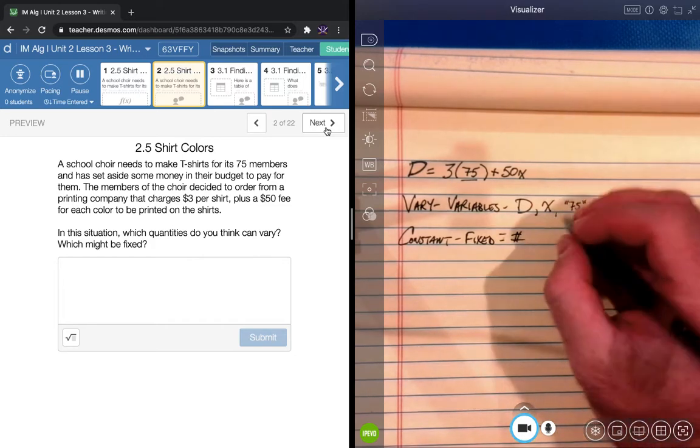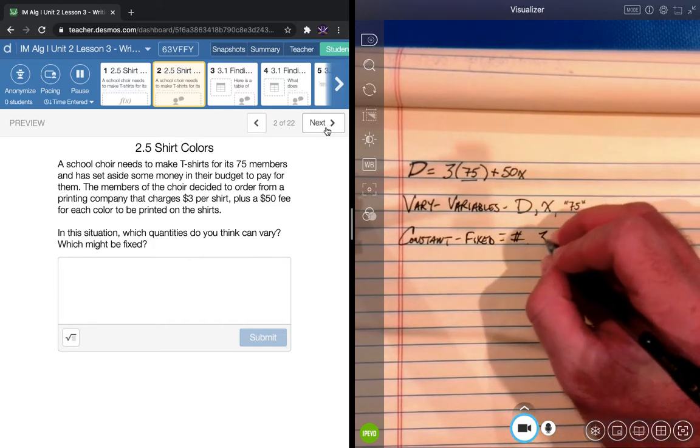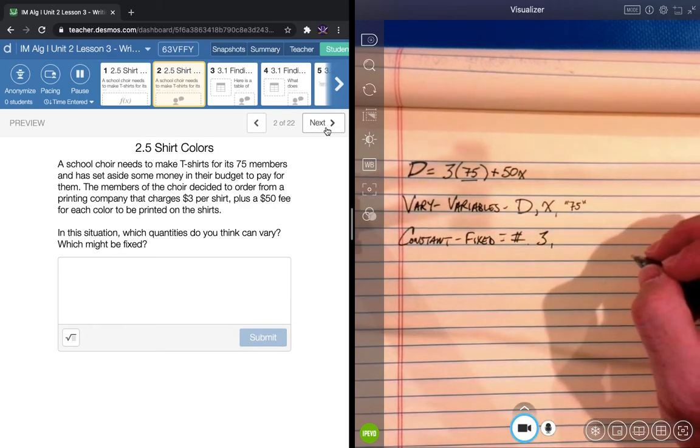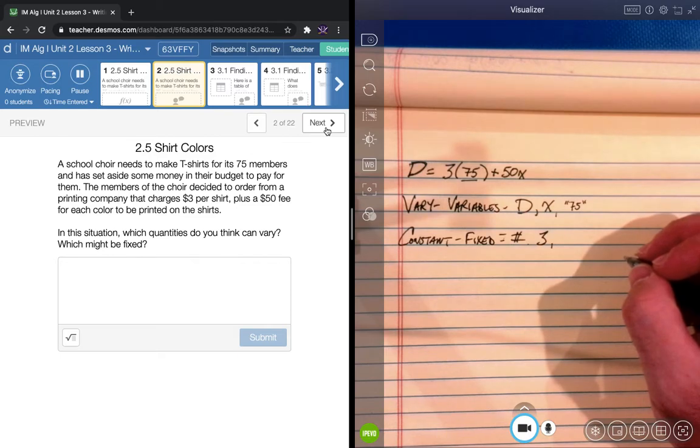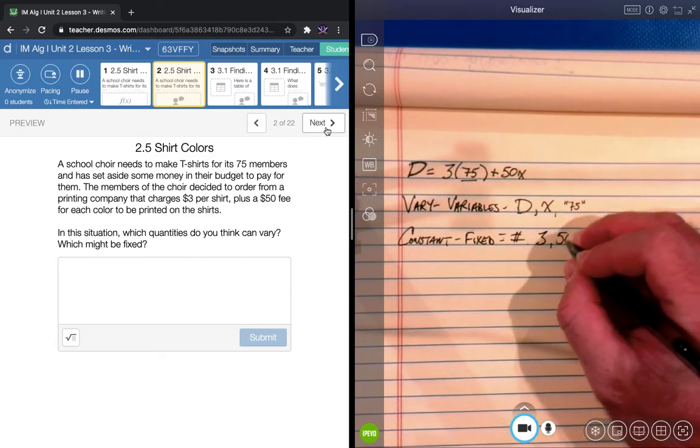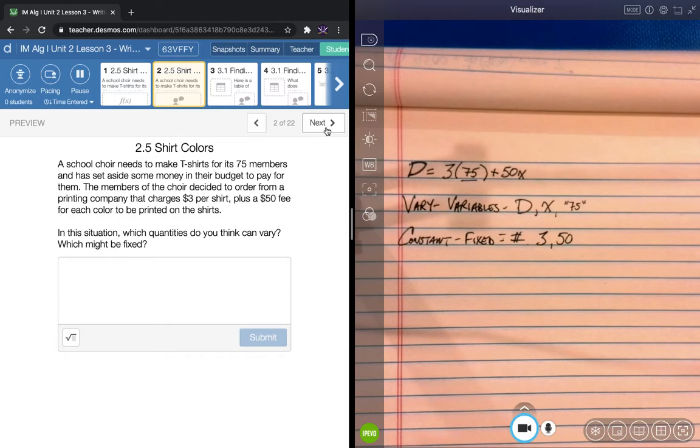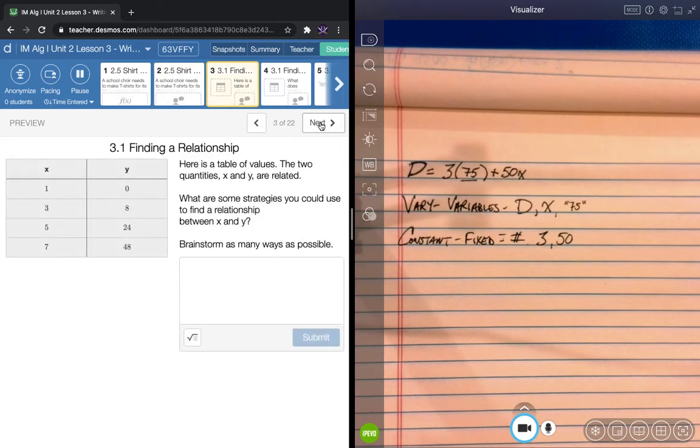Remember, we said that that's a number. For those, that is going to be the $3 a shirt. It doesn't matter if I buy 5, 20, 10, it's $3 a shirt. That's fixed. Plus the $50 fee, that is fixed as well, the fee for each color.